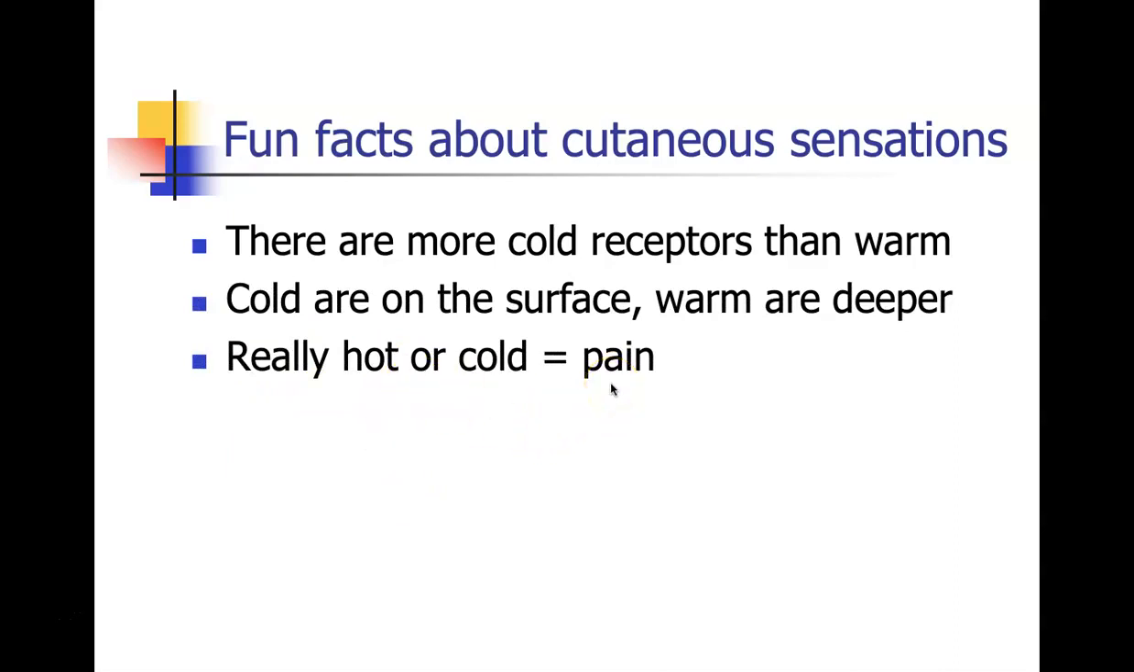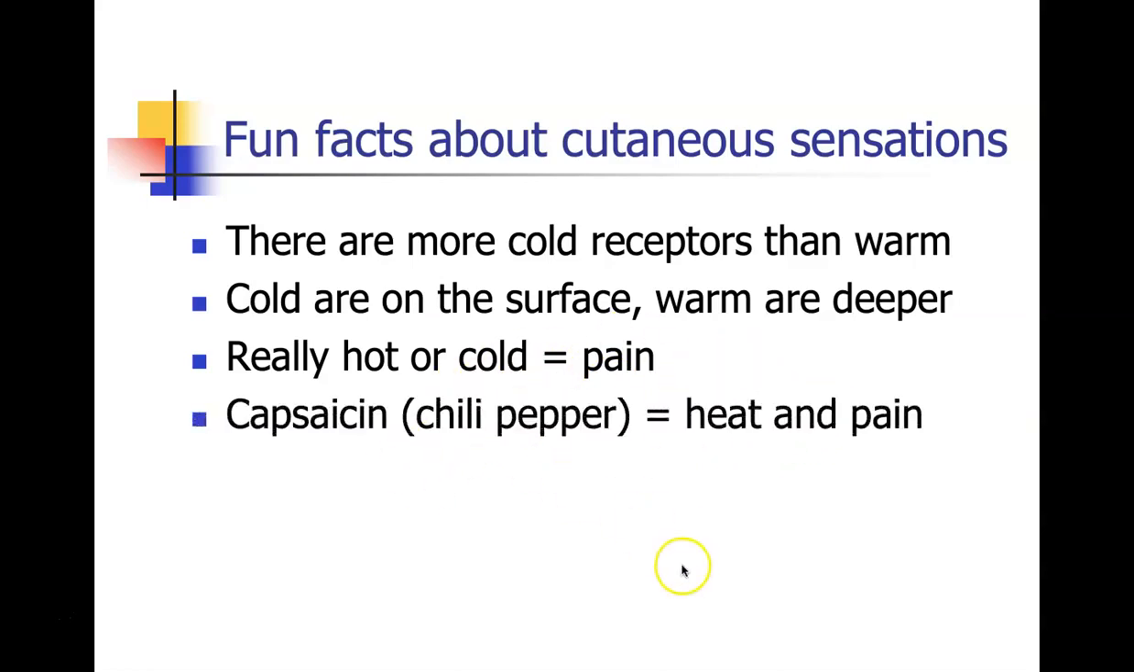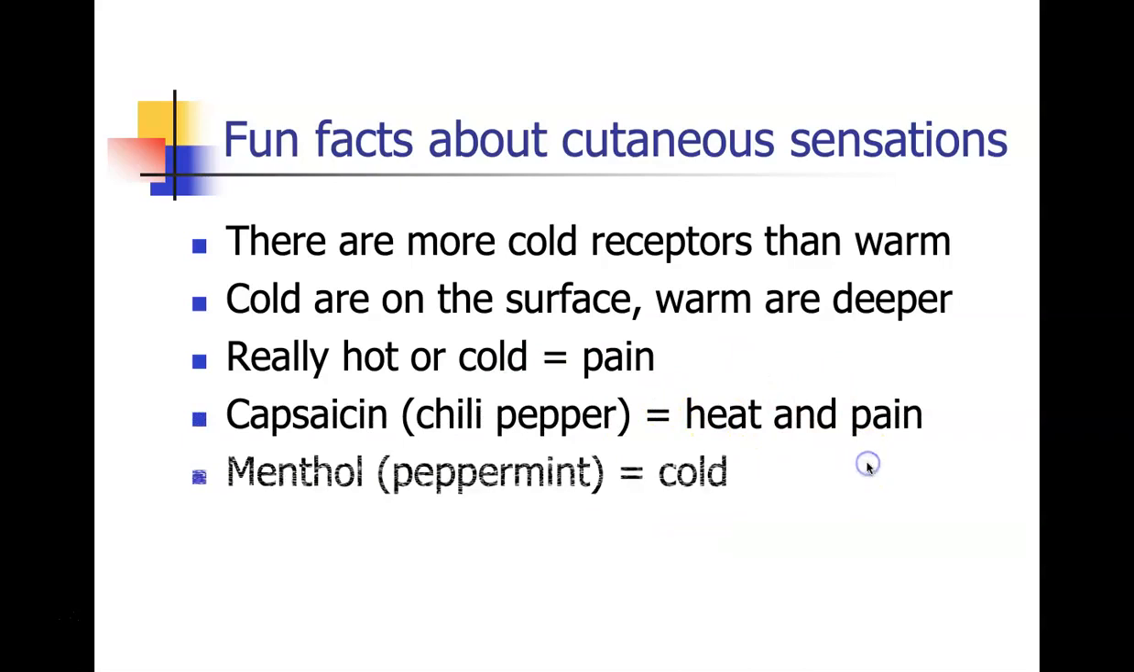So something doesn't have to stimulate the nociceptors to be sensed as painful, because really hot and really cold things are sensed as pain in your brain. And capsaicin in chili pepper is perceived in your brain as heat and pain. Peppermint, menthol, is going to be perceived as cold.